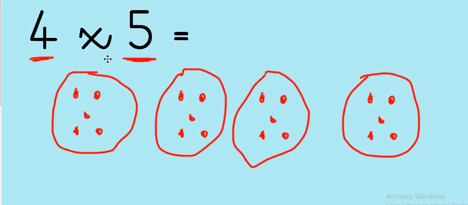So here I've got my 4 groups, 1, 2, 3, 4, and I've got 5 in each group. 1, 2, 3, 4, 5.